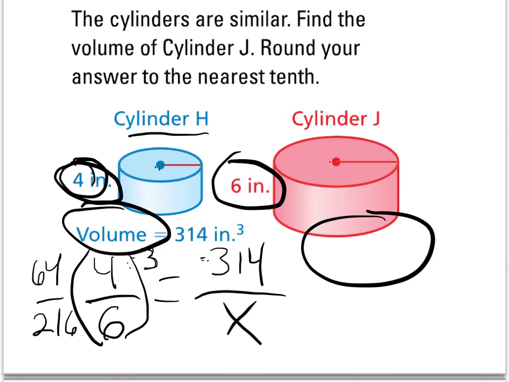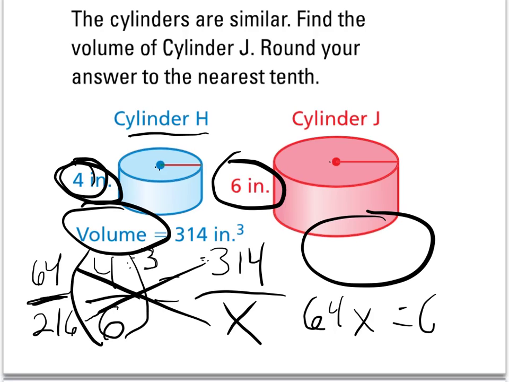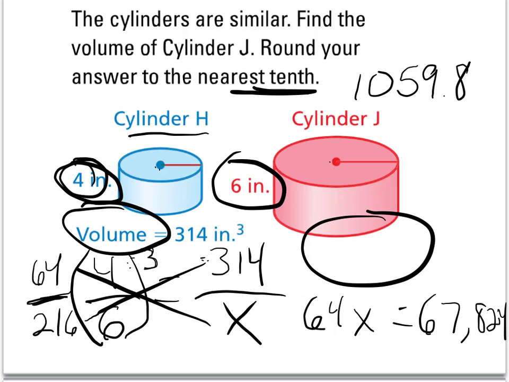So this becomes my new ratio now. Once I find that, I have to cross multiply to solve. I'm going to get 64x equals 314 times 216, yikes, 67,824. I have to divide that by 64, and I get a volume of, and it says round to the nearest tenth, 1,059.8, and that is inches cubed. Kind of a lot there, kind of a mess, sorry. But you're basically, again, trying to create a ratio between the two types of figures.